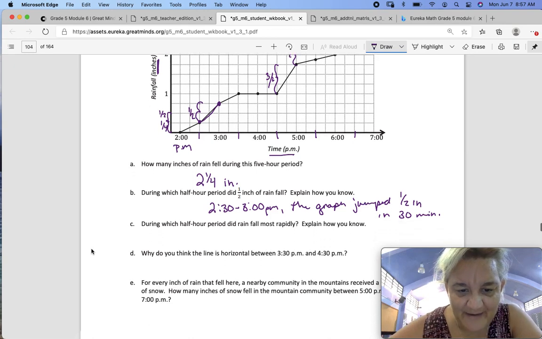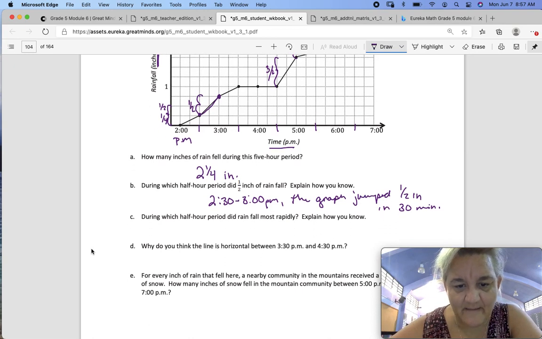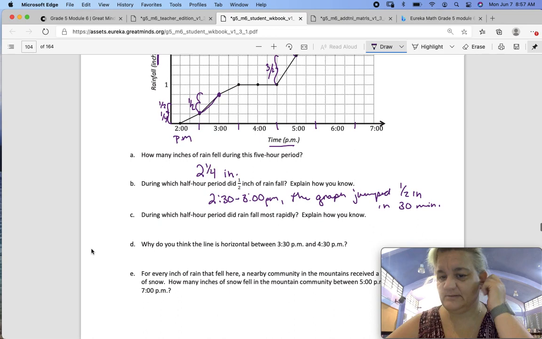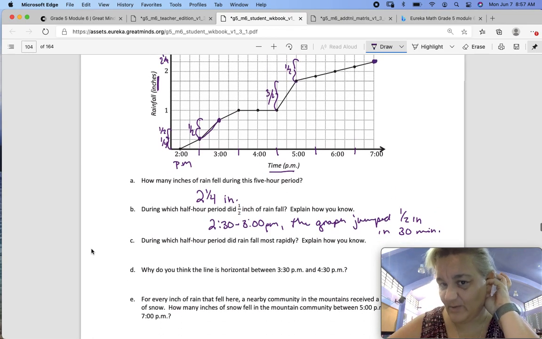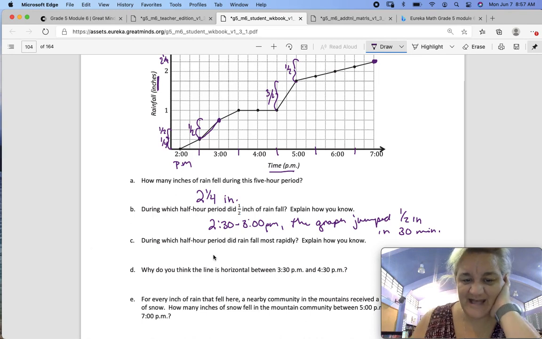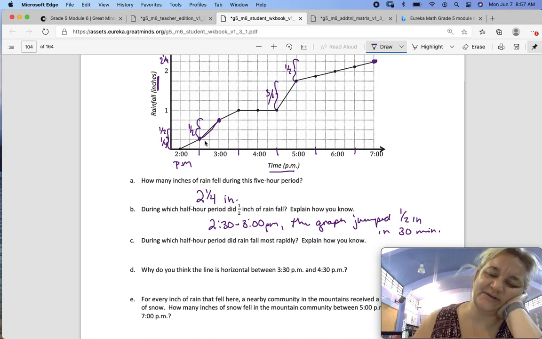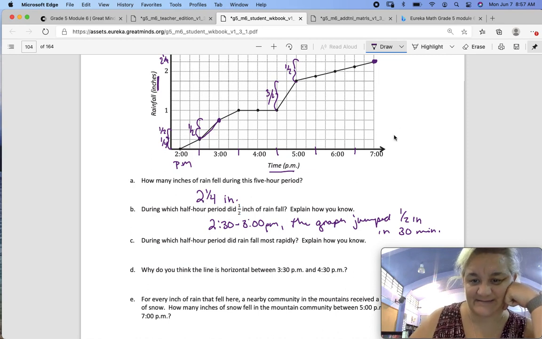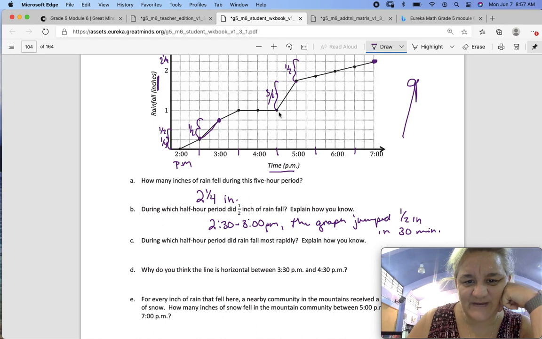During which half-hour period did rain fall most rapidly? Okay, so most rapidly meaning what, like the biggest amount of rain. And in which half-hour period? So you want to look for the part in the graph where it goes up the fastest, right? So it goes like that, the fastest. And I think that's right here, right? It's definitely the biggest incline, and that's from 4:30 to 5.